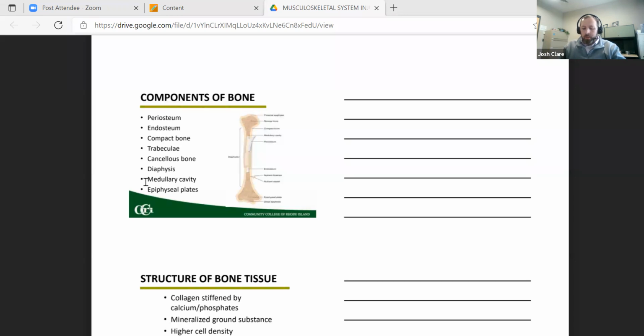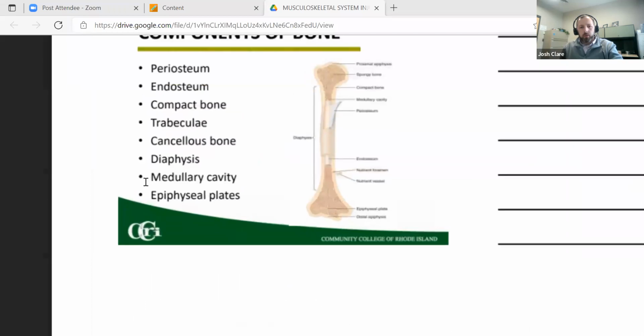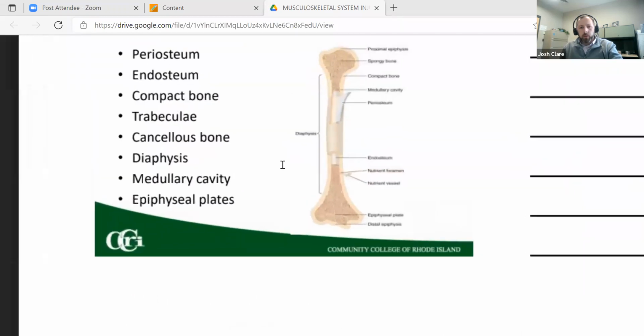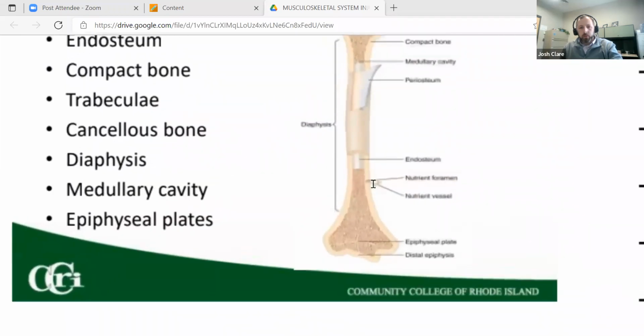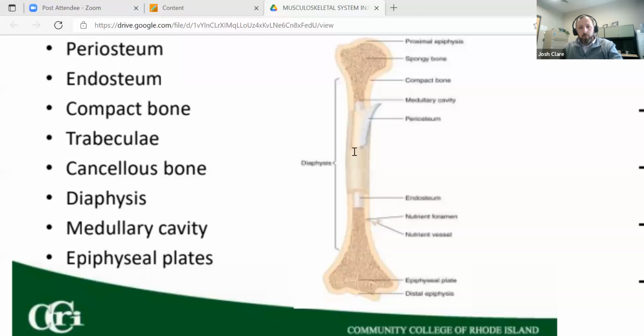Then we have the endosteum, the inner layer of the bone, sitting up on that cancellous or spongy bone. We have compact. Let me try to blow that up a little bit. I think that'll help you a little bit. So there's our periosteum, then our endosteum, and you can see the spongy bone throughout. Compact bone is the hard bone that sits between the periosteum and the endosteum.